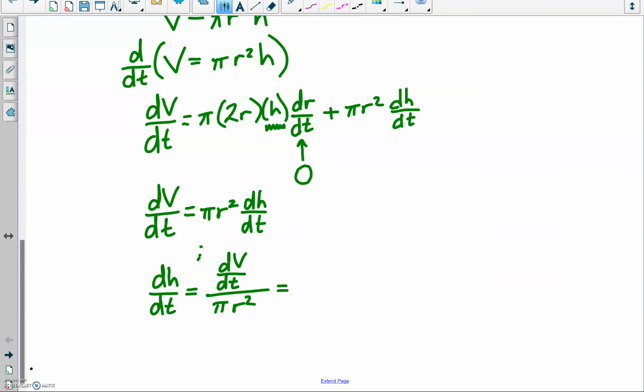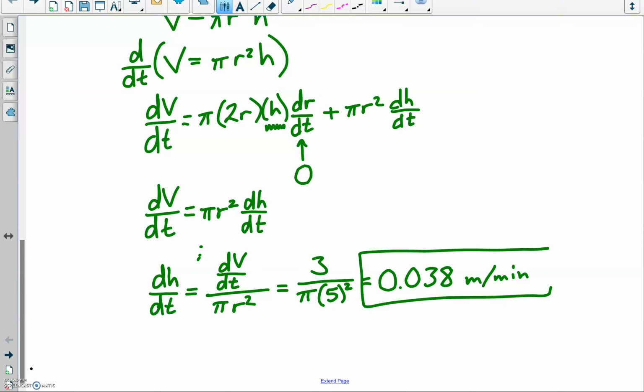And now dV/dt was given as 3 meters cubed per minute. The pi just stays. The r was 5, so we'll have just 5 squared. And when you work that out, you get approximately 0.038. And this would be meters per minute. So the change in the height in this case is 0.038 meters per minute.